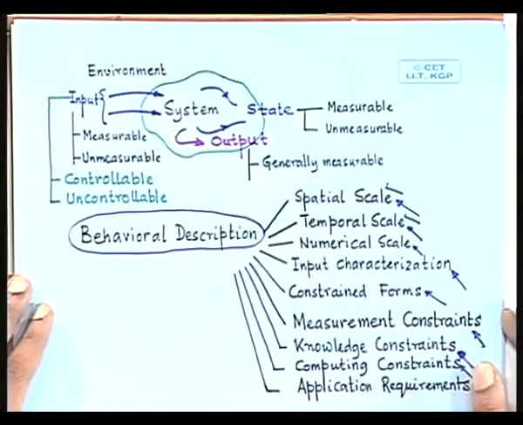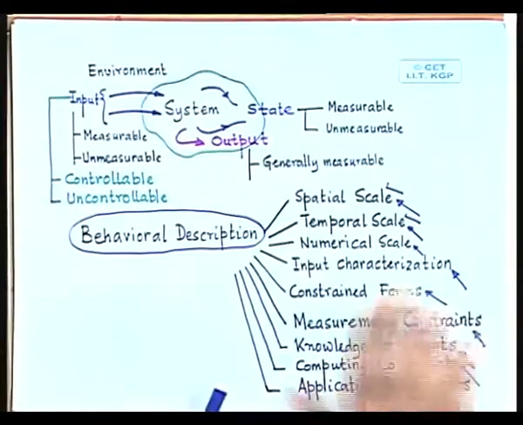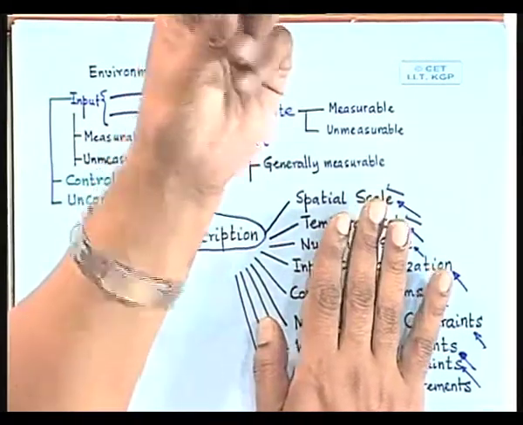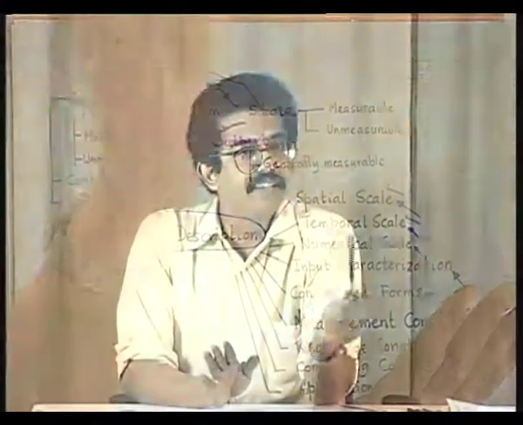So there could be various kinds of application requirements also. So what I wanted to say is that the model of a system is not absolute. It is actually a decision. You will have to look for a model, just like you shop for a thing in a market, similar to that.